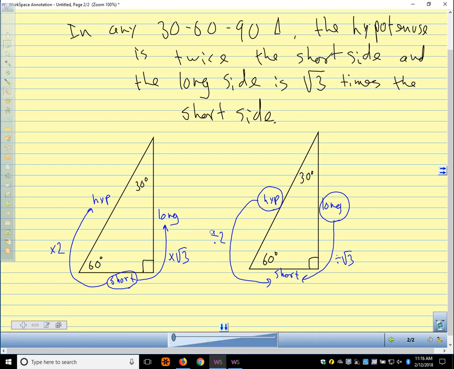Now we could write a formula that would get us from the long to the hypotenuse, or the hypotenuse to the long. It's easier just to go to the short side first, the short side is the key, and then go to the other side. So that way you don't have to remember any extra stuff. Multiply by 2, multiply by the square root of 3 to go from the short side. To go to the short side, you divide by 2 or divide by the square root of 3.